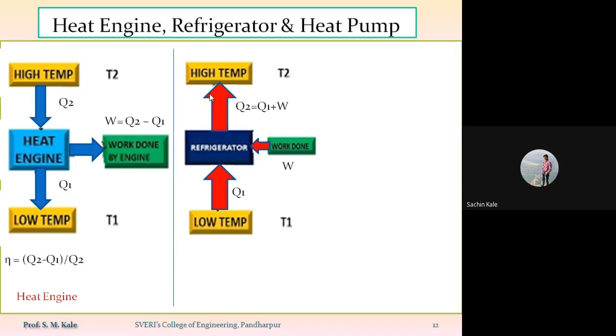Now suppose the temperature of the water inside the bottle is 30 degrees centigrade. Atmospheric temperature is 35 degrees centigrade. And your fridge is in working condition. So now what will happen? Whatever heat will be absorbed by the refrigerant present inside the fridge, that heat will be absorbed from the water which is at 30 degrees centigrade.